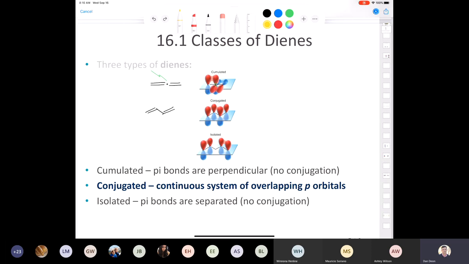And then the next one is the isolated diene, and what they're showing here is this molecule, so like this. So this would be 1,4-pentadiene.